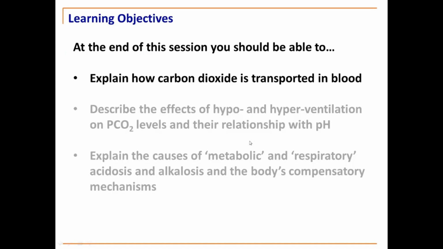Okay, so today we're first of all going to look at how carbon dioxide is transported in the blood itself. That's nice and easy, doesn't take long. Then we'll look at the effects of hypo and hyperventilation on your CO2 levels. We'll touch on what it does to oxygen levels as well, but it doesn't have a huge effect. And how the CO2 influences the pH. And we'll then think about those causes of metabolic and respiratory acidosis and alkalosis, and what some of the body's compensatory mechanisms are. So how do they deal with it if you go into an acidosis or an alkalosis?